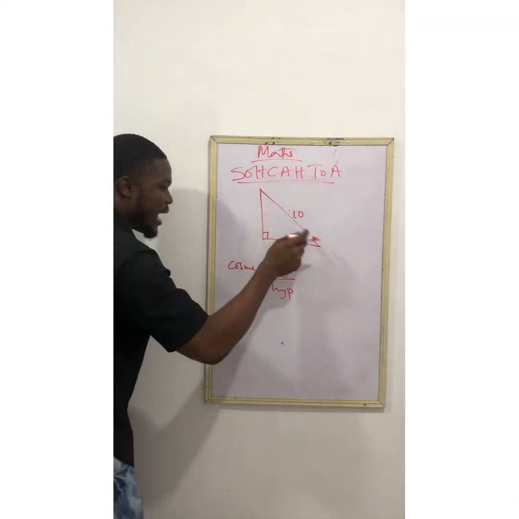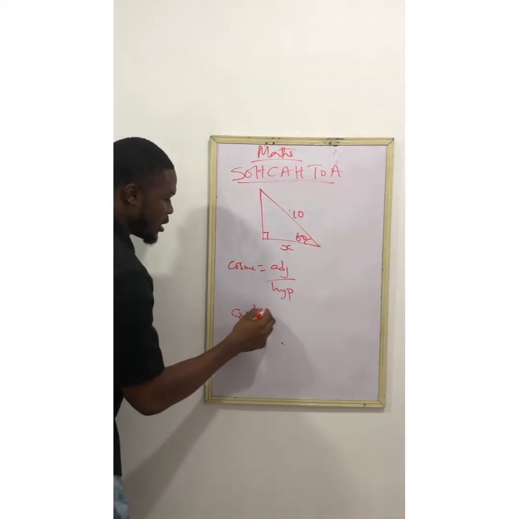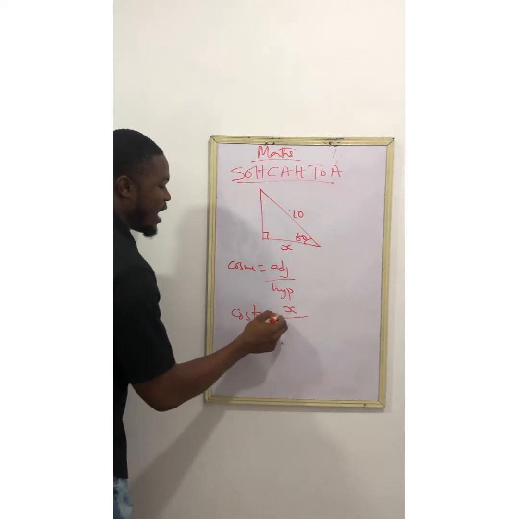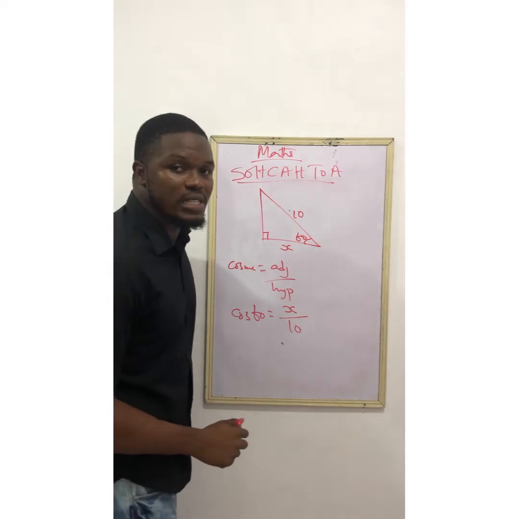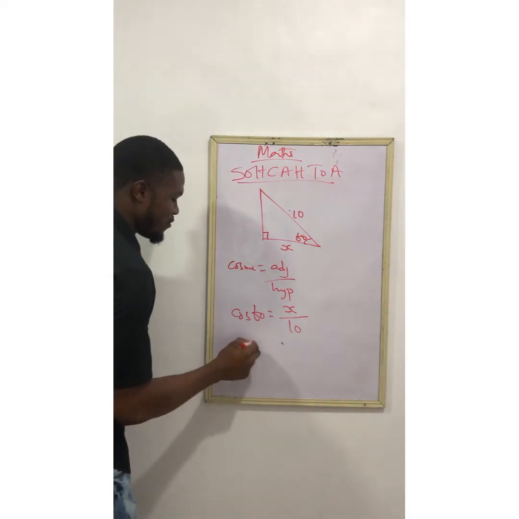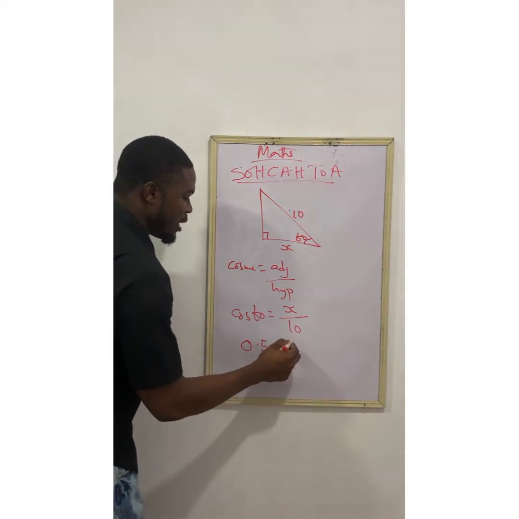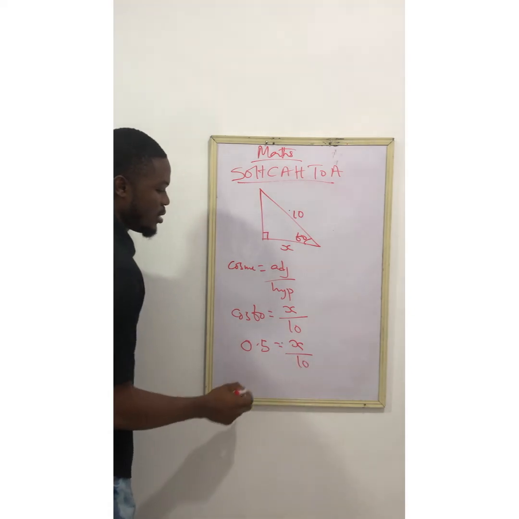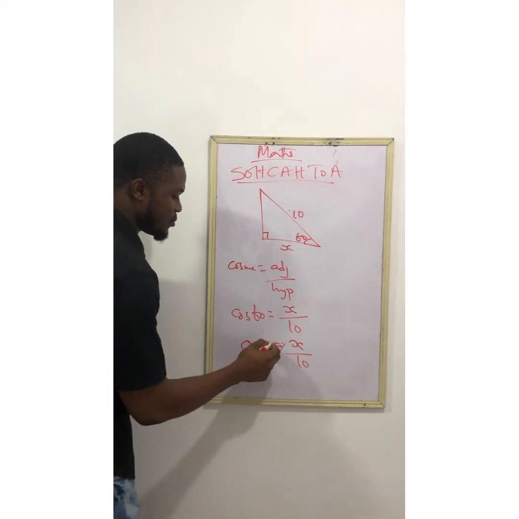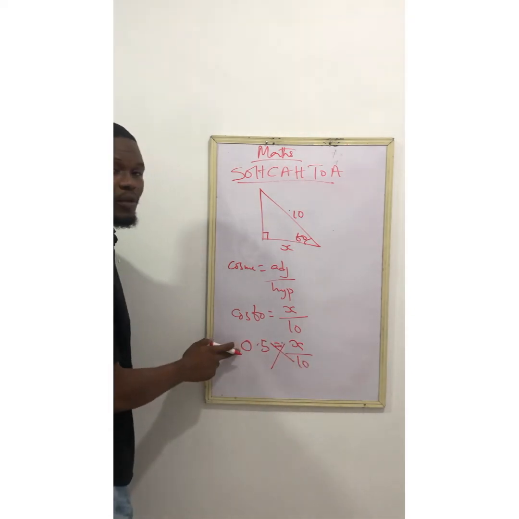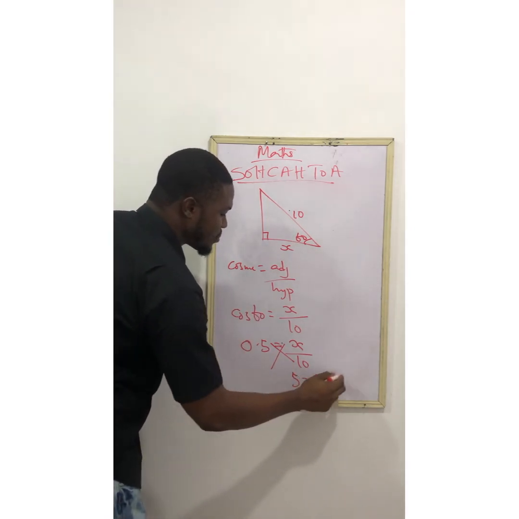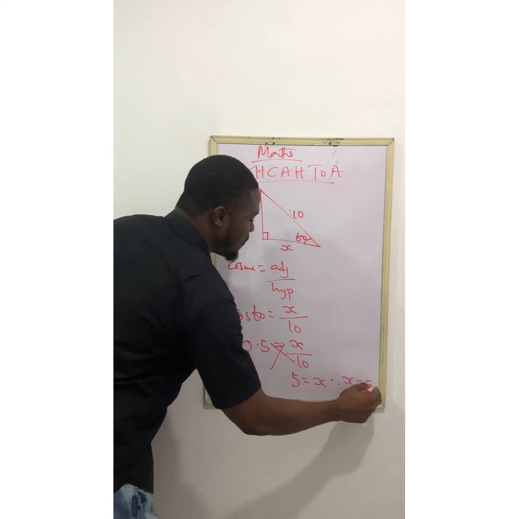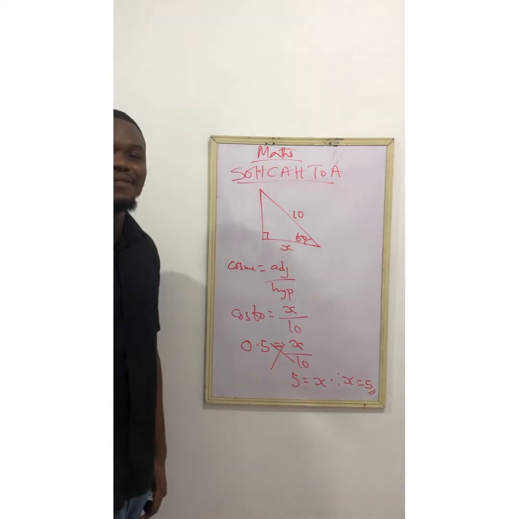So we say cos the angle, which is cos 60 equals the adjacent x over hypotenuse 10. What's cos 60? Cos 60 is 0.5. So you have 0.5 equals x over 10. Now you can cross multiply this. 10 times 0.5 will give you 5. So you have 5 equals x. That means x equals 5. So the missing side is 5.